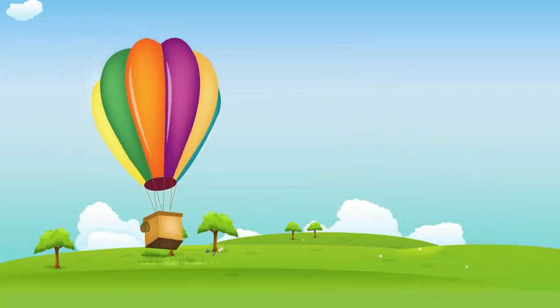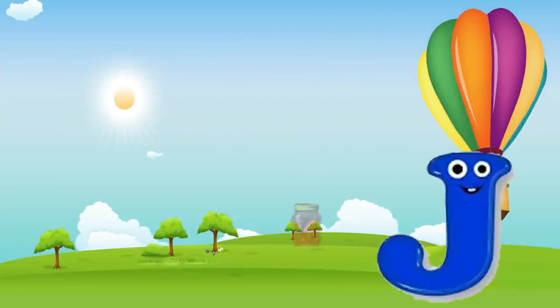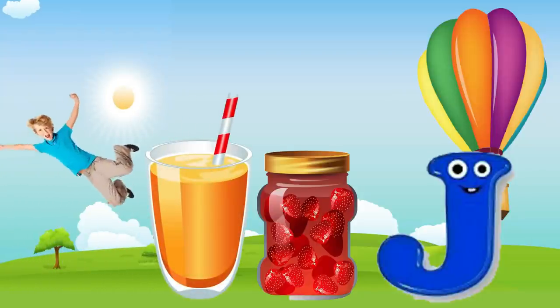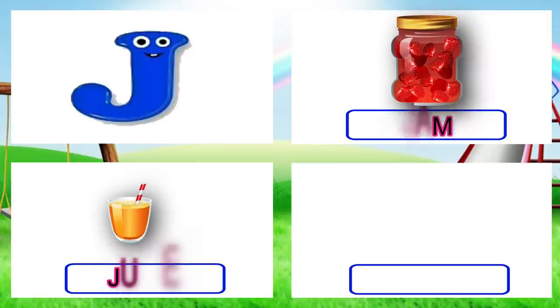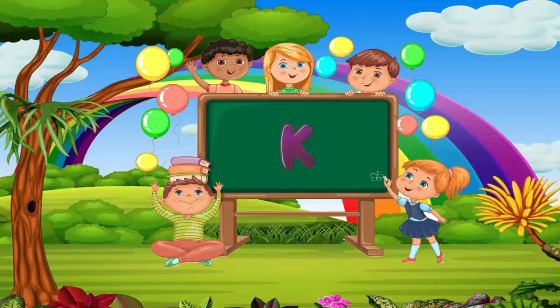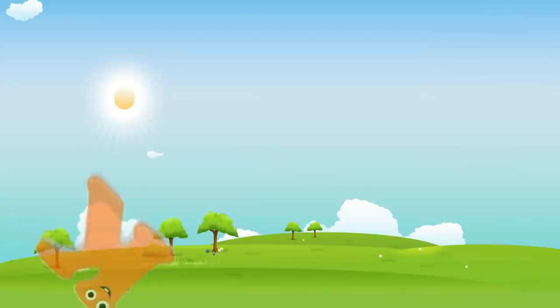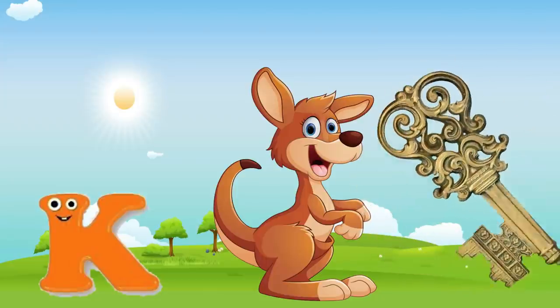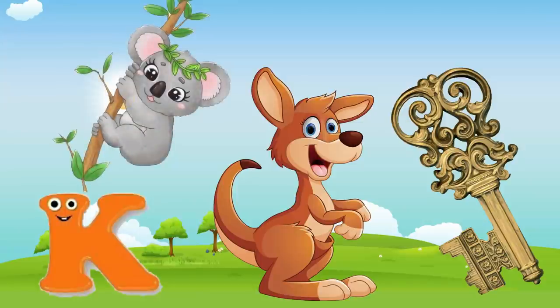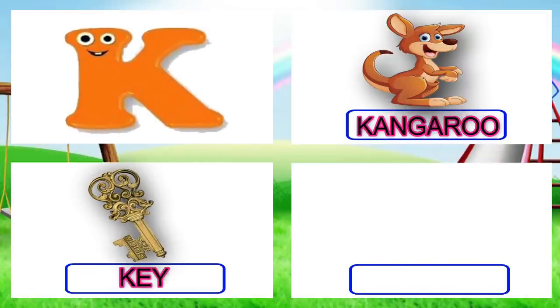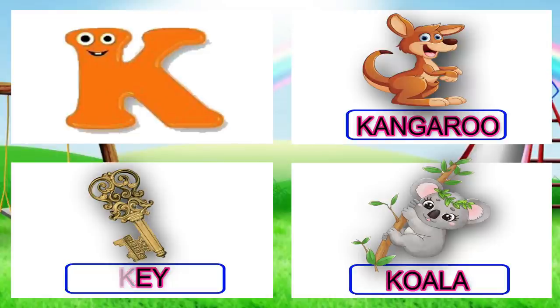J. J for jam. J for juice. J for jump. J for jam. J for juice. J for jump. K for kangaroo. K for key. K for koala. K for kangaroo. K for key. K for koala.